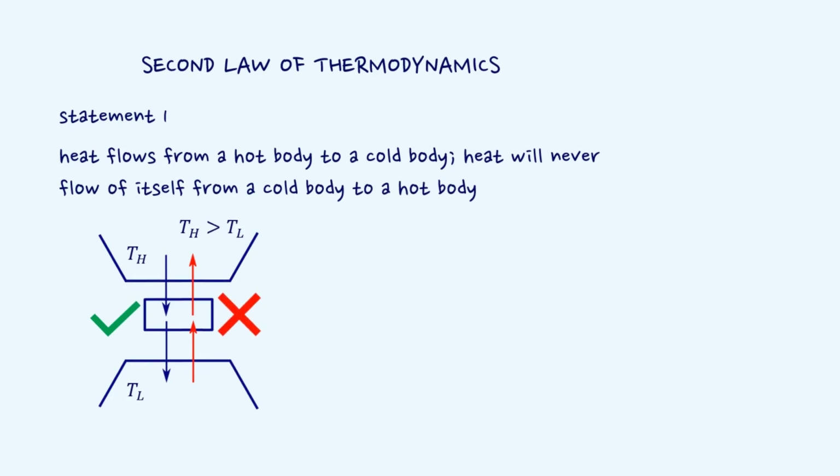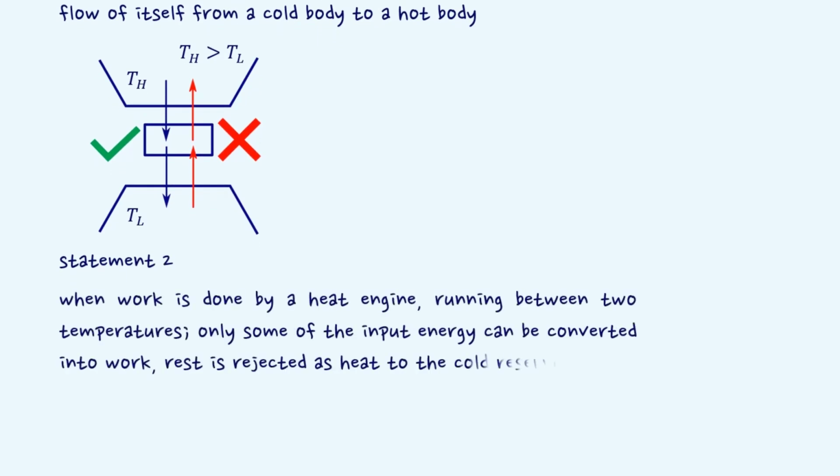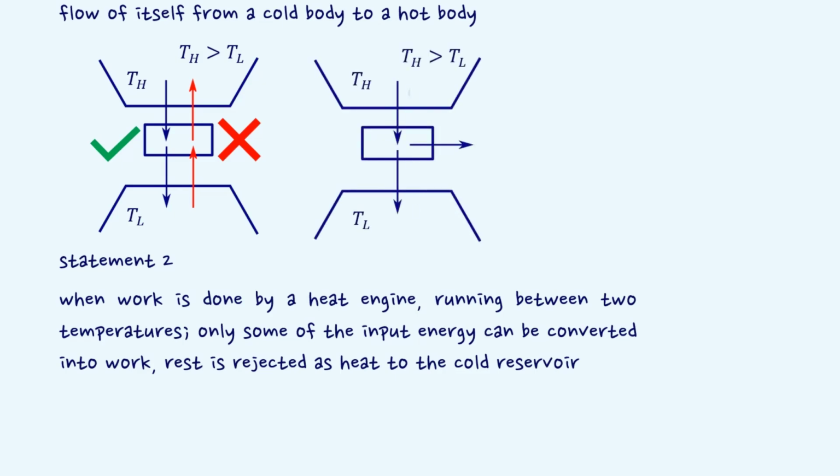not allowed. Another statement of the second law of thermodynamics states that when work is done by a heat engine running between two temperatures, only some of the input energy can be converted into work. The rest is rejected as heat to a cold reservoir. The schematic of this statement is shown above.